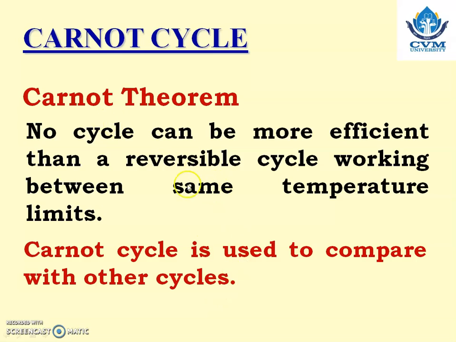Now the Carnot theorem says that no cycle can be more efficient than a reversible cycle. So consider there are a number of cycles available. If one cycle is a reversible cycle and the other cycles are non-reversible cycles, it means the reversible cycle is the most efficient cycle and the others are not as efficient. Clear? And the Carnot cycle is used to compare with other cycles. So it means the Carnot cycle is the fundamental or ideal cycle with which the performance of other cycles is compared.